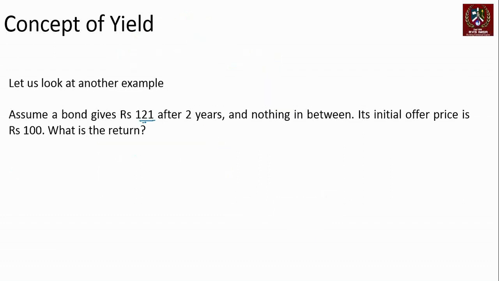Let's take another example. Assume a bond gives 121 after 2 years and nothing in between. What is the return? So now you're saying in year 0, you pay 100. In year 1, there is nothing. In year 2, there is a 121 payment, right? Now, theoretically speaking, you would realize this number is going to be about 10%, because if you invest 100 rupees today at 10%, then after 2 years, you'll get 121. That's compounding for us, right? But let's mathematically try and calculate how we arrive at this number.